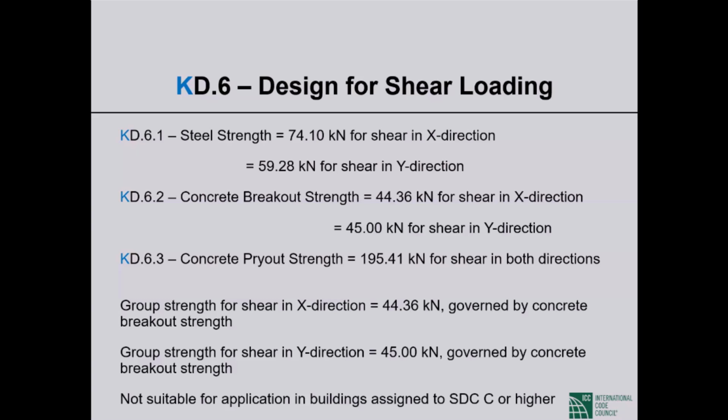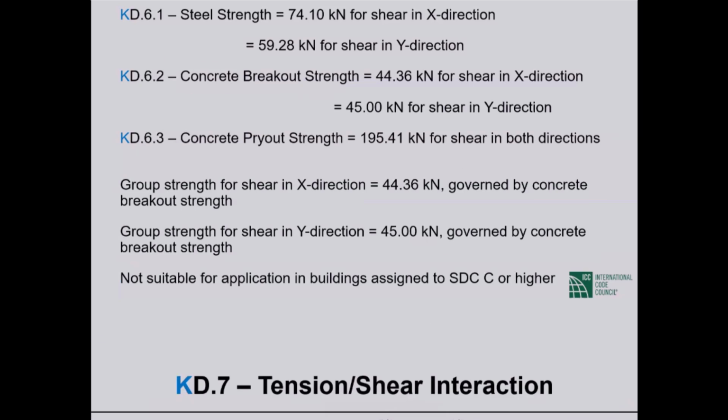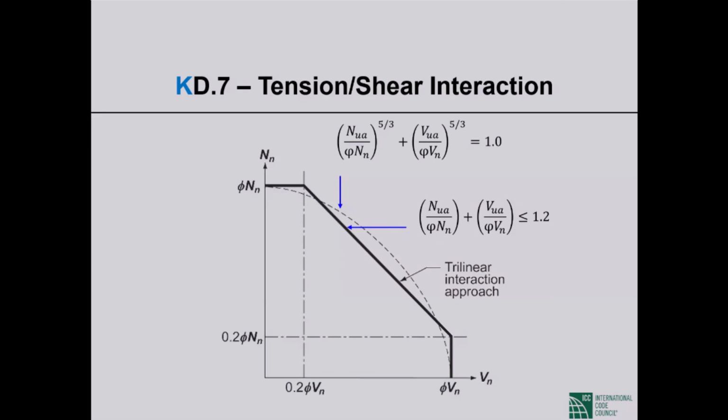Remember, you have to have steel failure, so you have to make some changes. Our design category is C, so we cannot use this group of anchors as presented to you.